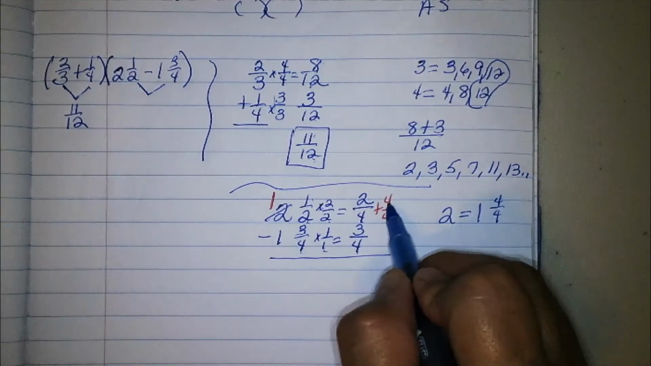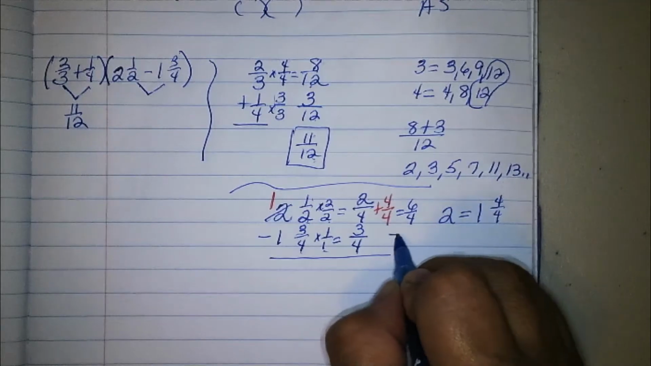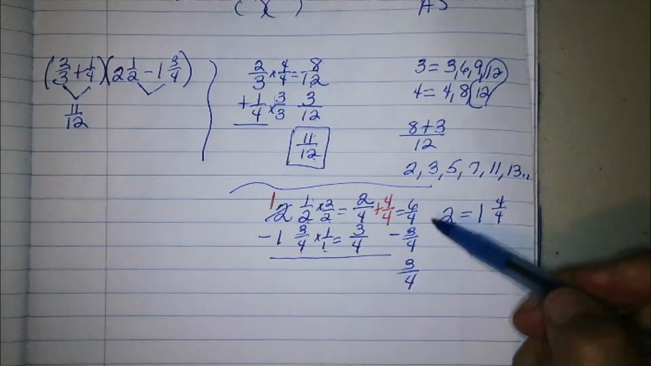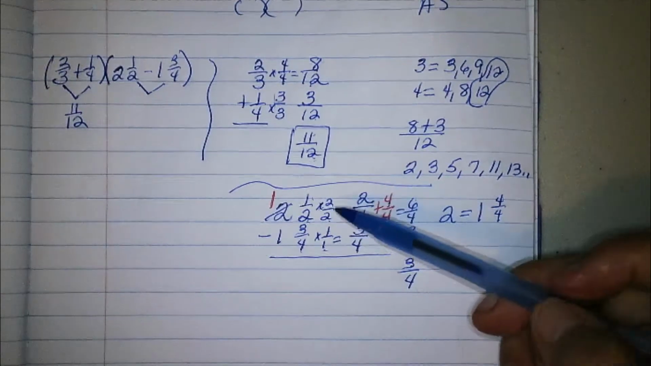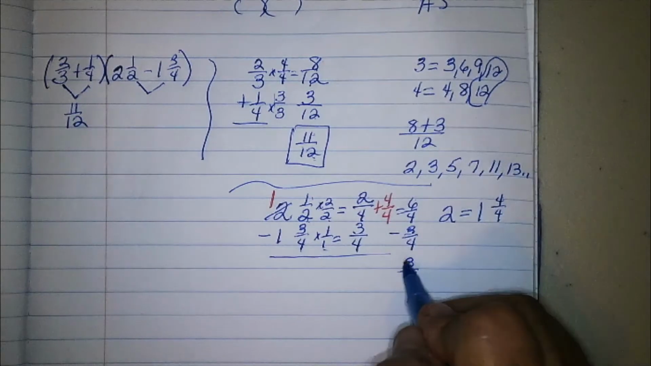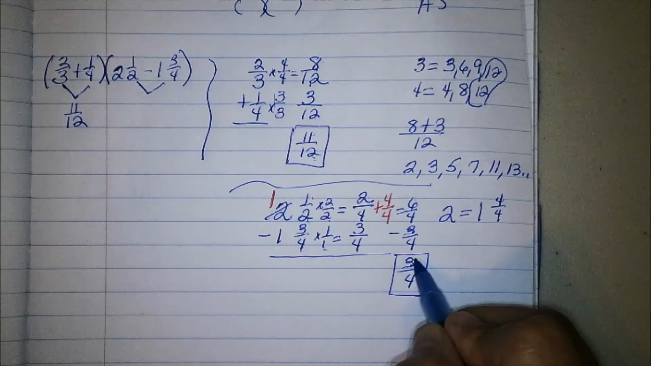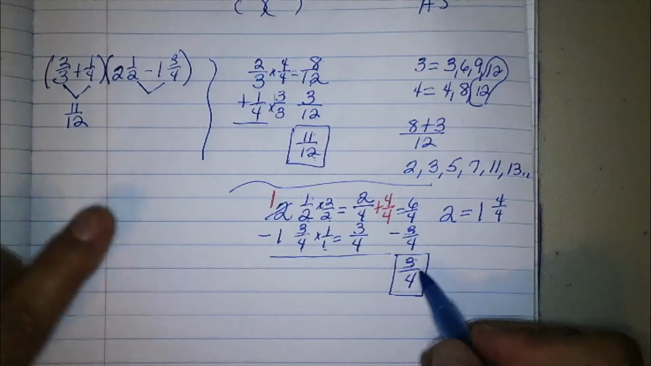So 4 plus 2, that gives me 6 over 4, minus 3 over 4 is 3/4. 6 minus 3 is 3. I look at my whole numbers and 1 minus 1 is 0. Double check, does this simplify? 3 is a prime number. 3 does not divide into 4, so no, we're done.